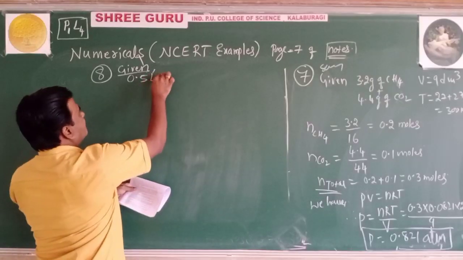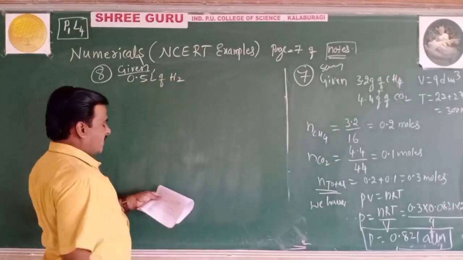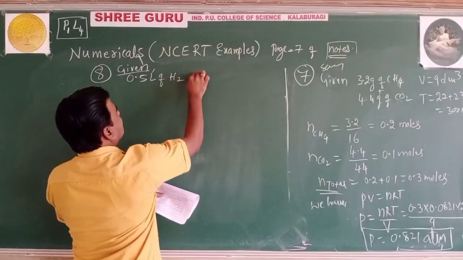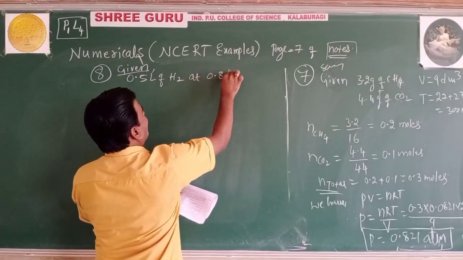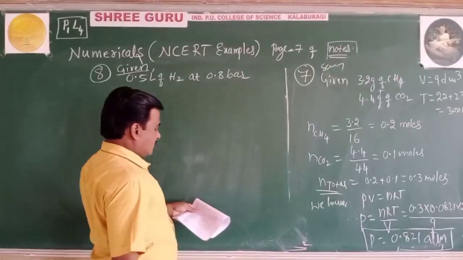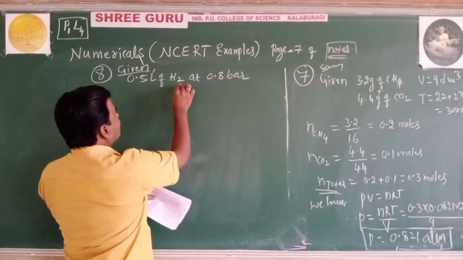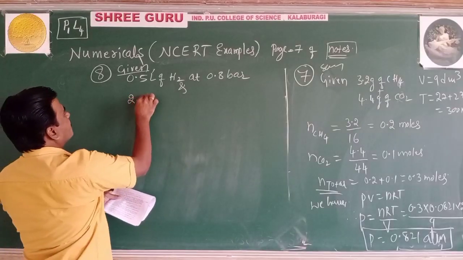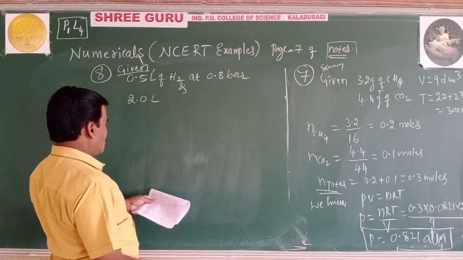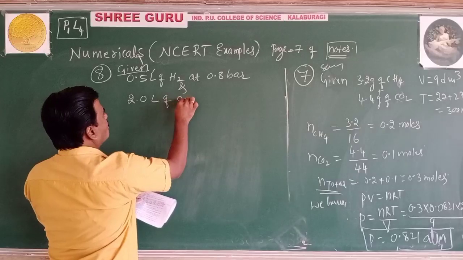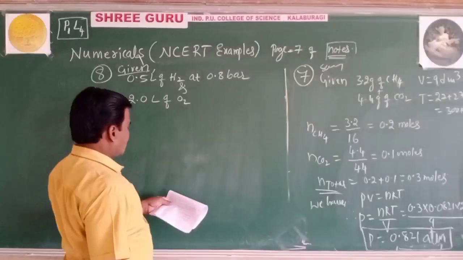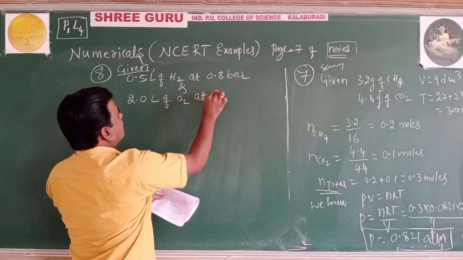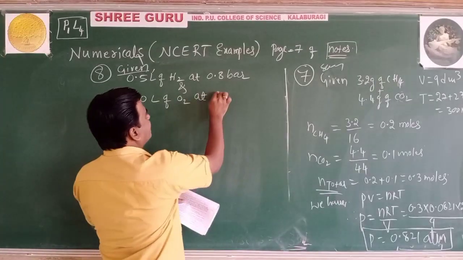0.5 liter of H2 at 0.8 bar, which is mixed with 2 liter of dioxygen, O2, 2 liter of O2 at 0.7 bar.